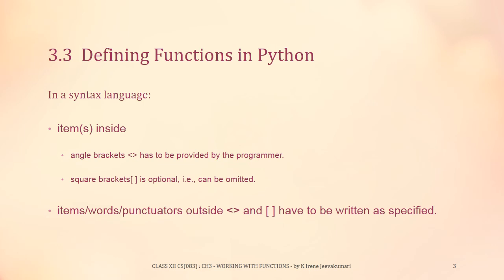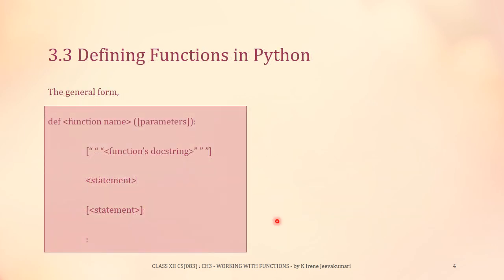Now we will go to the syntax. Defining functions in Python, the general form goes like this. Here the function definition takes the keyword def, and you can see there is an item inside angle brackets. Remember what I said before, the items inside angle brackets have to be provided by the programmer. So this function name has to be provided by the programmer according to the identifier rule. The def is not inside any angle bracket or square bracket, so that has to be specified as it is.